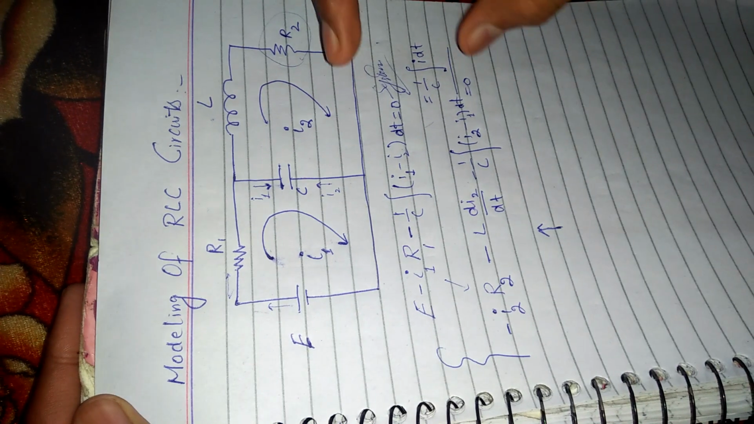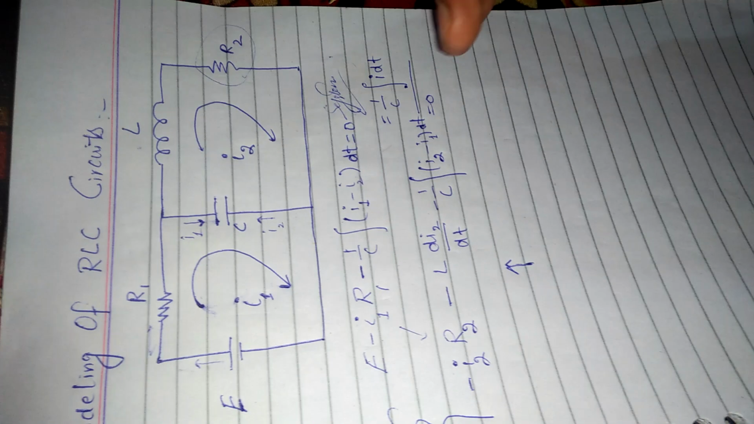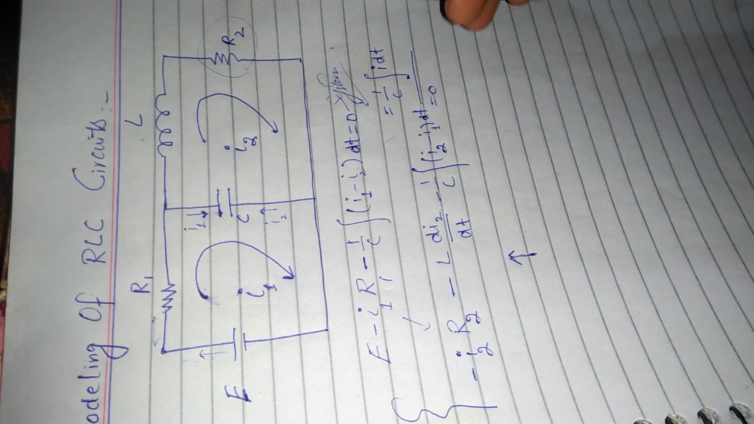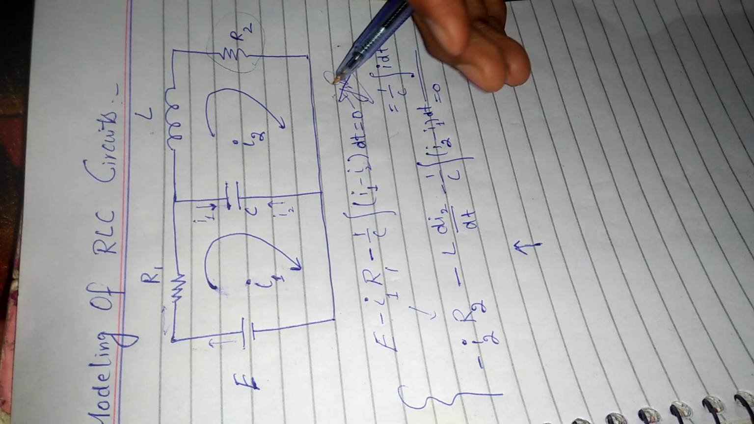Both of these are the equations for the modeling of the system we have seen in the circuit above, and this was an easy type of modeling. Now we will move forward to complex systems. In the next video I will share those complex systems, and I am going to start from the basics.